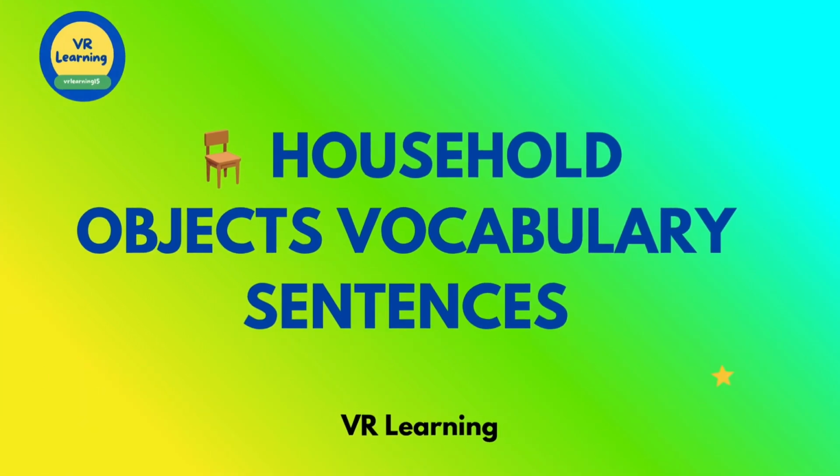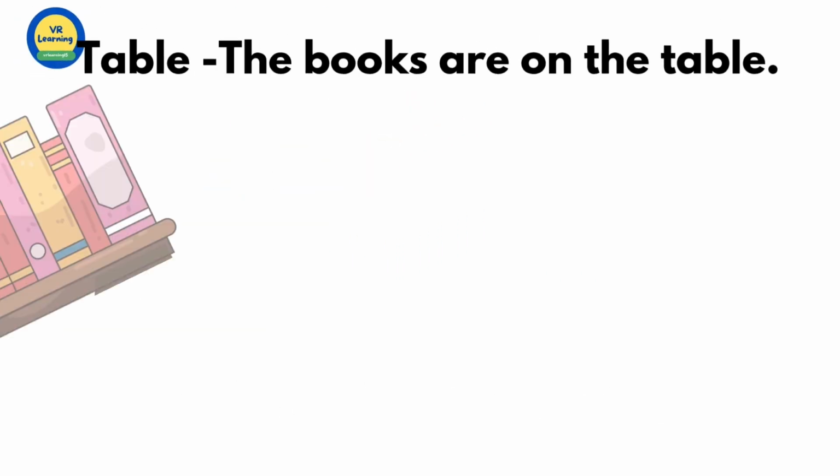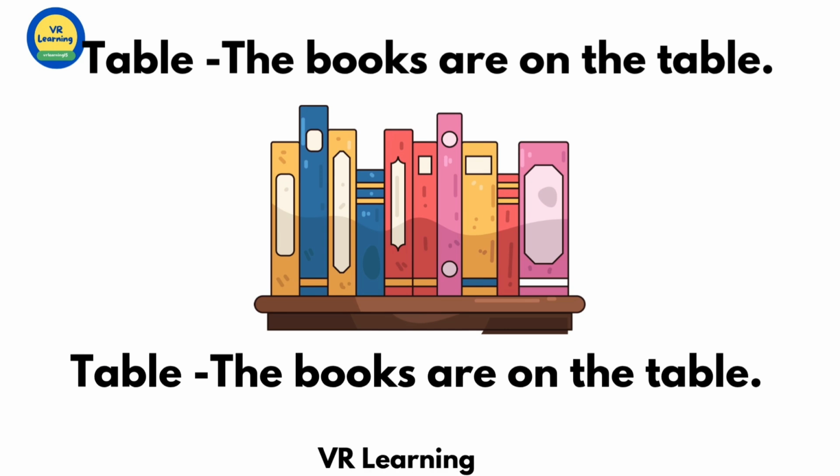Household object vocabulary sentences. Chair, I sit on the chair. Table, the books are on the table.